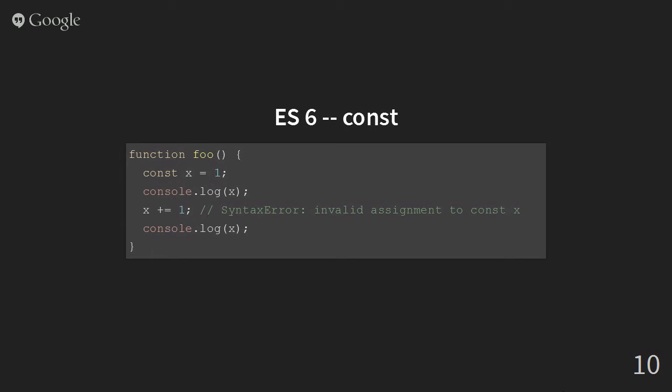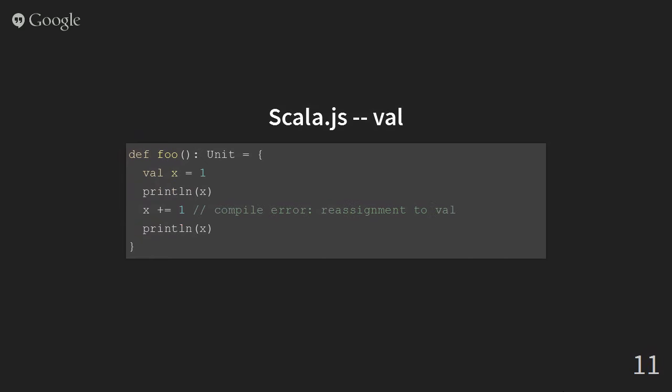And having consts all over the place is a good thing if you want to try to write in a functional style, which basically means keeping things immutable as much as possible. So in Scala.js, you have, of course, the same thing. And in Scala.js, it's actually typically the default. You would typically use val instead of var. It's basically the same thing as a constant in ES6, in the sense that if you try to reassign it somewhere, it's a compile error. So the code won't even compile, which is basically the same thing as a syntax error.